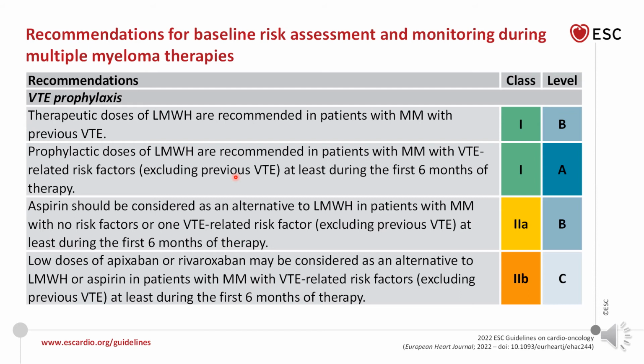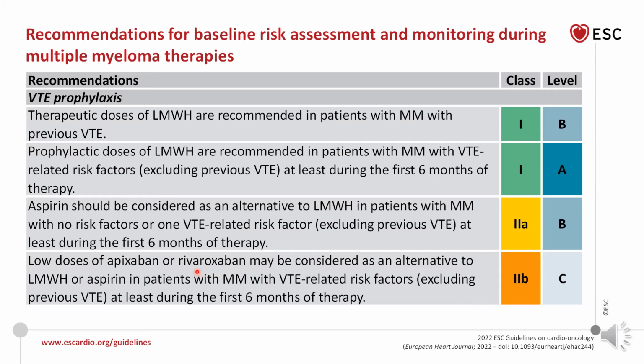If our patient has multiple risk factors, he should receive a prophylactic dose of low molecular weight heparin. So again, if the patient has previous thromboembolism, he receives a therapeutic dose. If he has multiple risk factors, he receives a prophylactic dose, and this should be continued at least during the first 6 months of therapy. Aspirin might be considered as an alternative to low molecular weight heparin in a patient with no or one risk factor, other than, of course, previous venous thromboembolism.